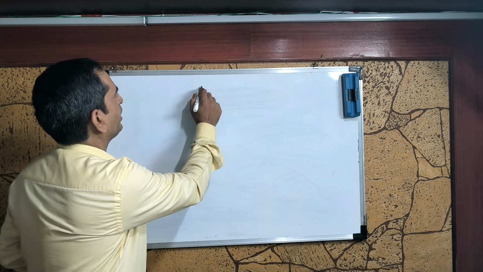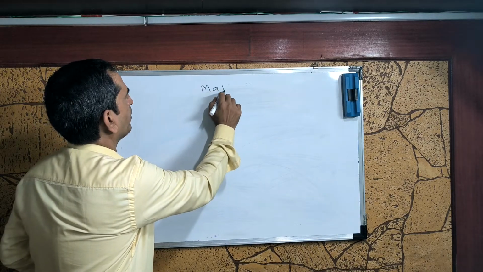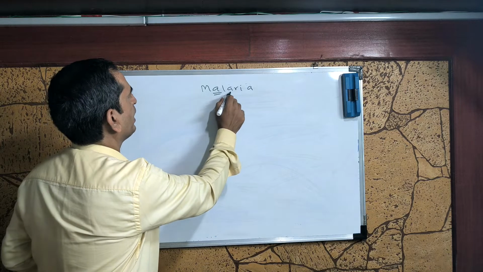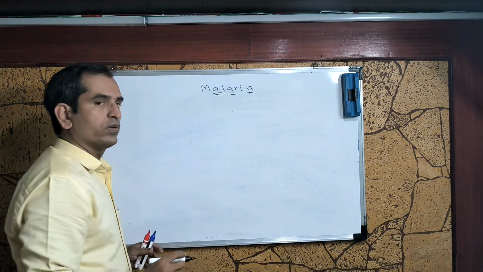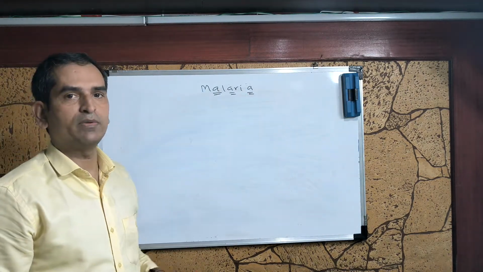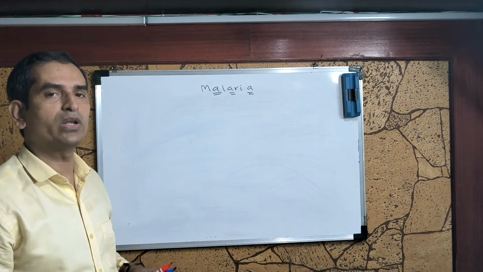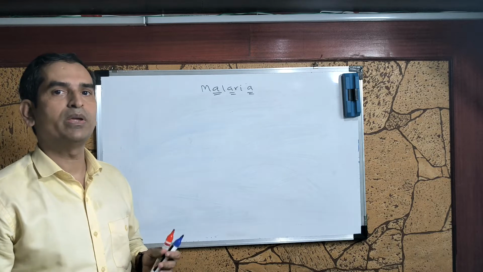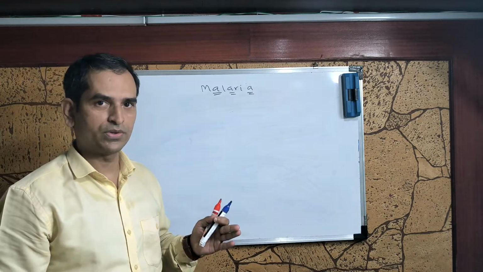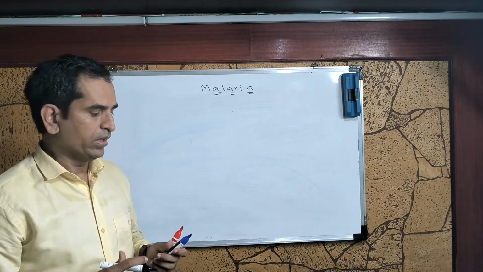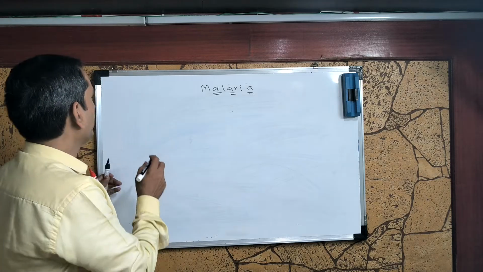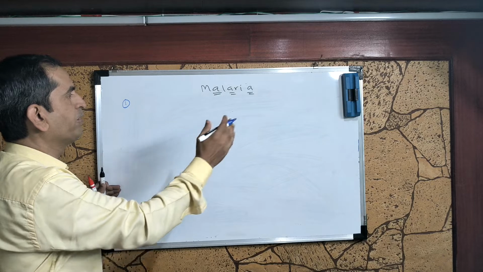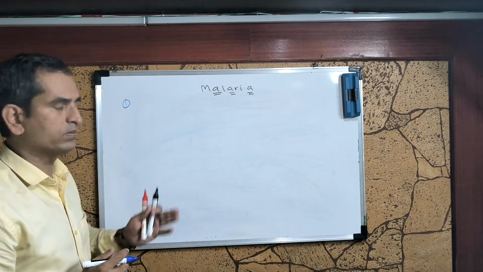So let me write the word malaria. Now you can see here the word malaria. A is repeated 3 times here, and that is the clue for remembering the classification of antimalarial drugs based on the chemical structure or the chemical classification. Let us begin and discuss the categories of drugs. First, I will note down all the categories of drugs, and then we will discuss the classification and the examples.